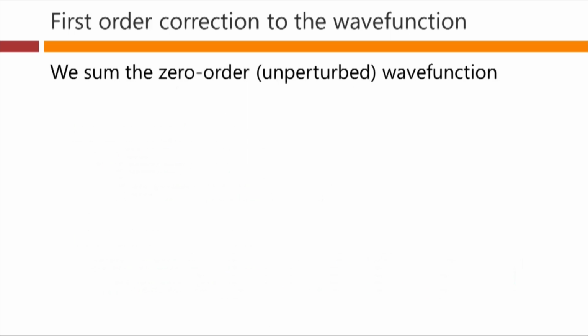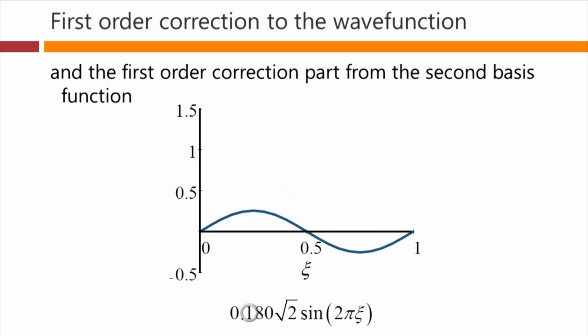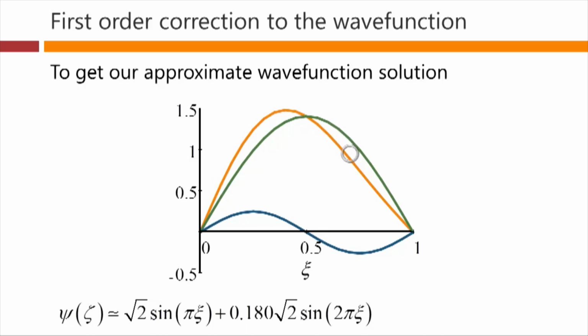We can sum the zero-order unperturbed wave function, that's this one here, with its formula here, and we can add on to that the first-order perturbation theory correction from the second basis function that we just worked out. Here's our 0.180. Add the two of them together, and we get this orange curve. So this is our calculated, approximate, corrected wave function. And it comes from the sum of the unperturbed wave function plus this additional correction to it. So you can see this is positive here, so the orange curve is above the green curve. And this is negative here, so the orange curve is below the green curve.